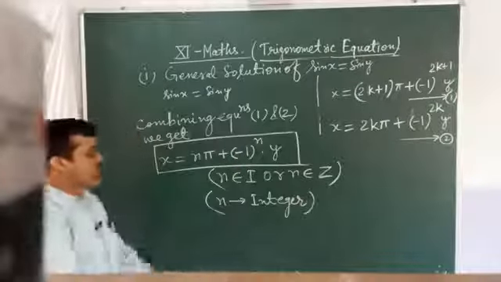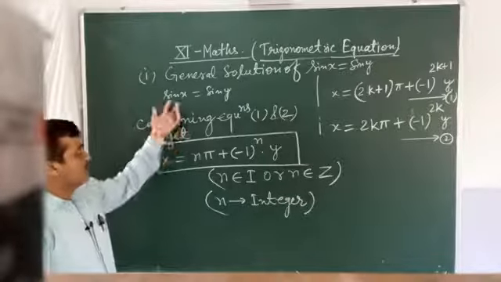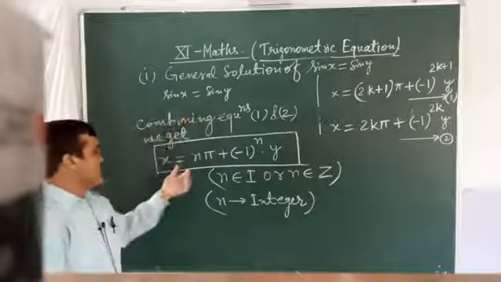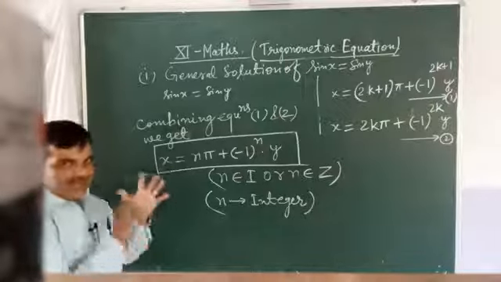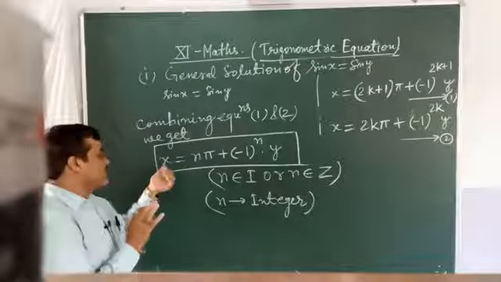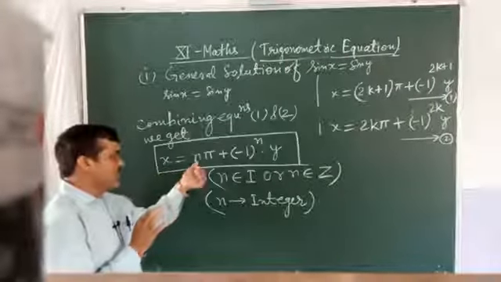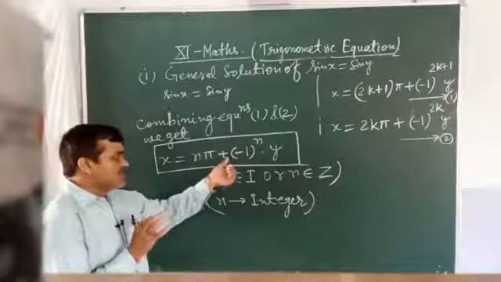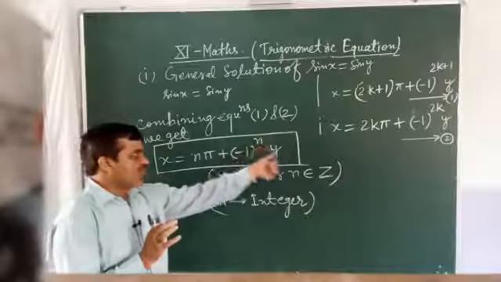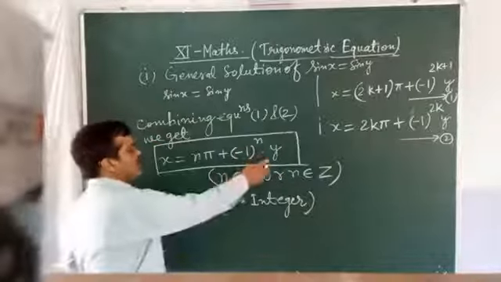N belongs to integer. So thus the general solution of sin x equal to sin y is x equal to nπ plus (−1) to the power n into y. Here y is some angle.